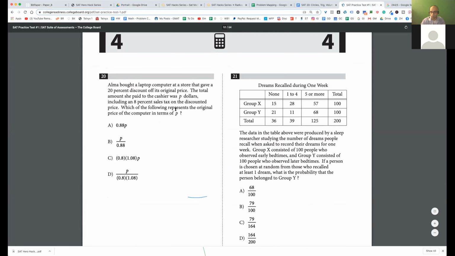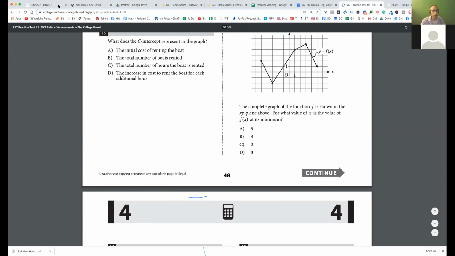Look, this is the percent problem that is very similar to the hack I've shown you, right? So now let's look at the last section, guys. Now this one is a bit complicated, but I think many of you are going to be able to solve it.